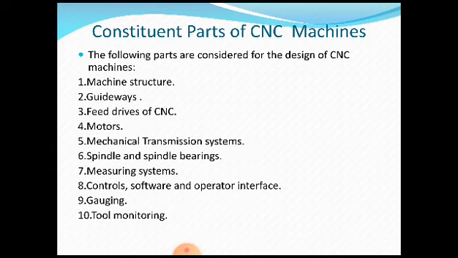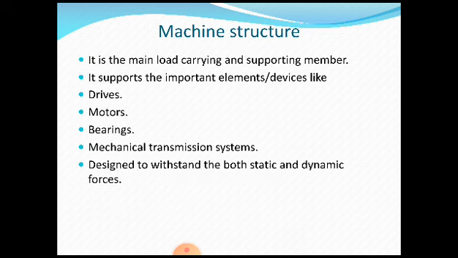Now I have discussed in brief about the 10 important parts. In the subsequent presentations we are going into detail about the function of each part one by one. In today's session I am going to discuss basically the machine structure. Just as I have informed you how a bed acts like a supporting element, similarly in CNC machines, the machine structure plays as the main load carrying and supporting member. It supports the important elements.